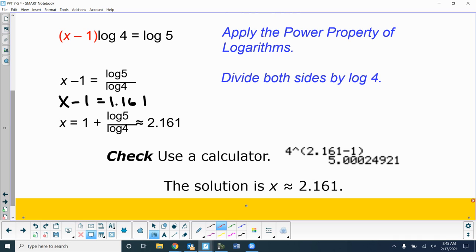So that's probably the way you're going to do most of them, because you don't have to try to think about, well, can I write both bases with the same base? Just go ahead and take the log of both sides and do it that way. All right, you guys try this one, please.